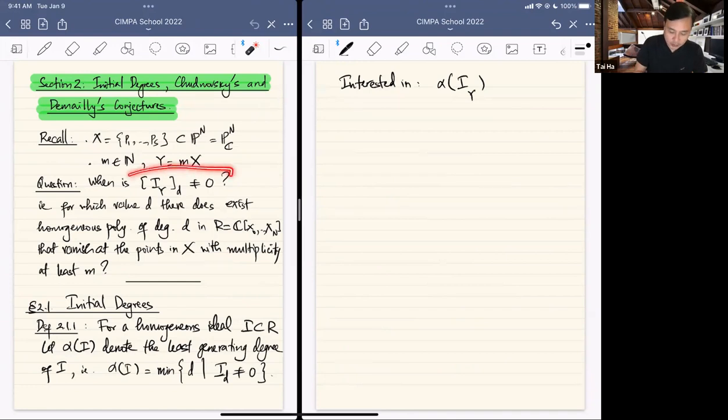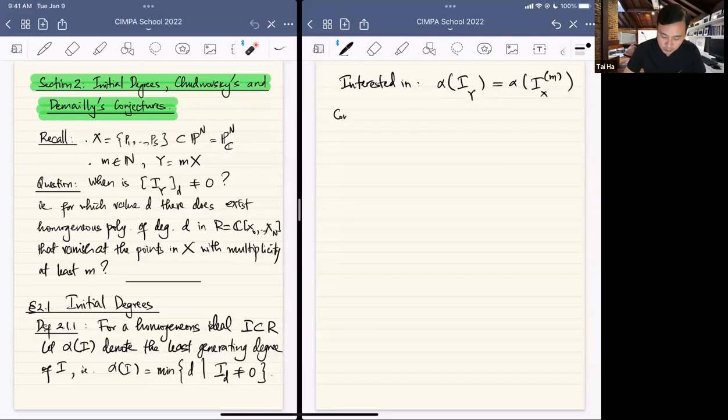So this is the question, and now we have rephrased it in terms of finding this invariant alpha associated to I of Y. As we have seen before, I of Y is just I of X to the symbolic power M. So here we are looking at the initial degrees of the symbolic powers of the defining ideal of a set of points. Toward this question, there are a number of famous conjectures.